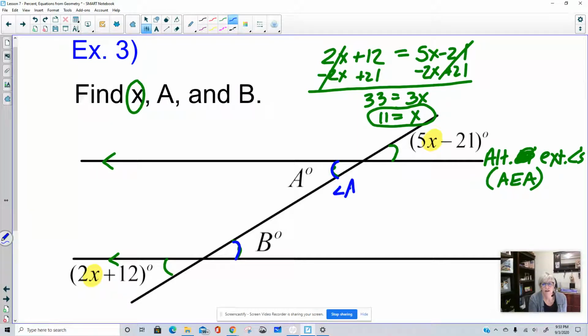Problem is we don't know what the measure of either one is, but have no fear, because we also see that angle A, I'm going to color this in yellow, and the angle right across from it, those are vertical angles, so they are congruent by vertical angles. Well, we just solved for x here, so if we want to know how many degrees that is, we just go ahead and plug it in. So what is 5 times 11 minus 21? So we would have 55 minus 21 is 34. Okay, each of these angles is 34 degrees.